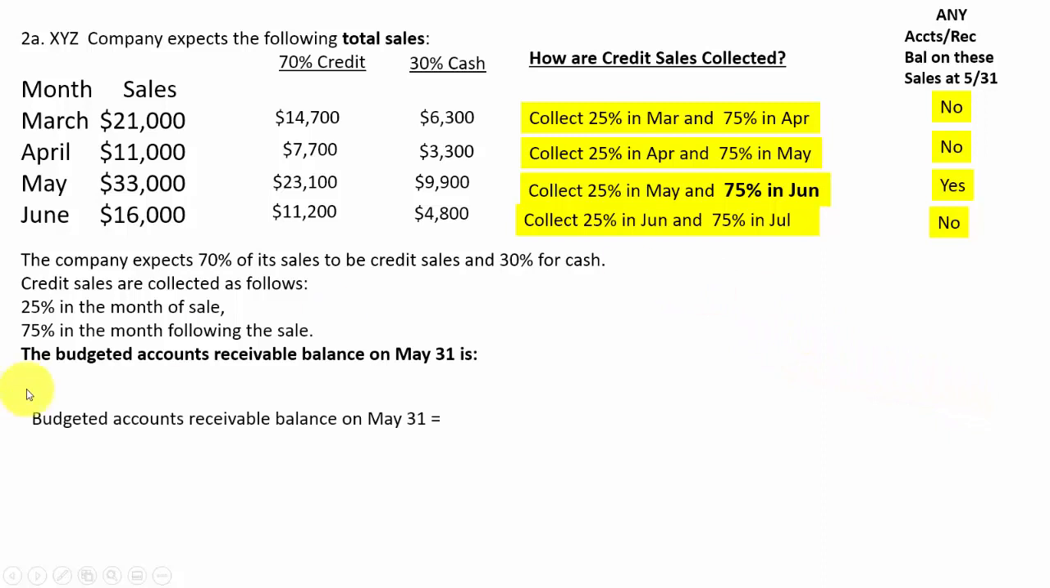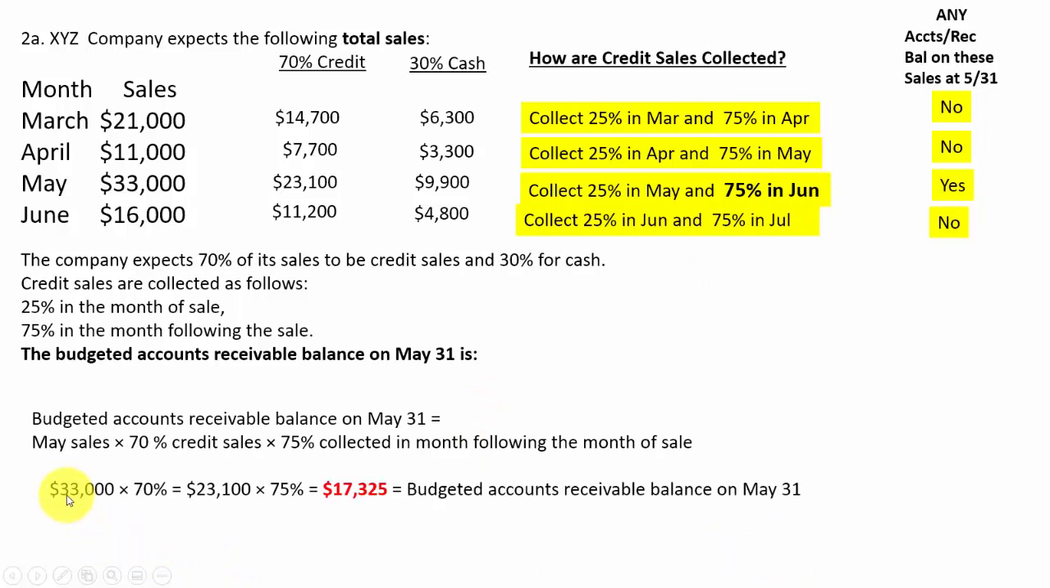So to find out the amount of receivables that we'll have on the books on May 31st, we take May's total sales times the credit sale portion, which in this case is 70%, times 75%, which is the amount that will be collected in June and still outstanding on May 31st. That's total sales for May, $33,000, times 70%, which is $23,100 in credit sales, times 75%, the portion that won't be collected in May but will be collected sometime in June, which comes out to $17,325. And so that's your answer.